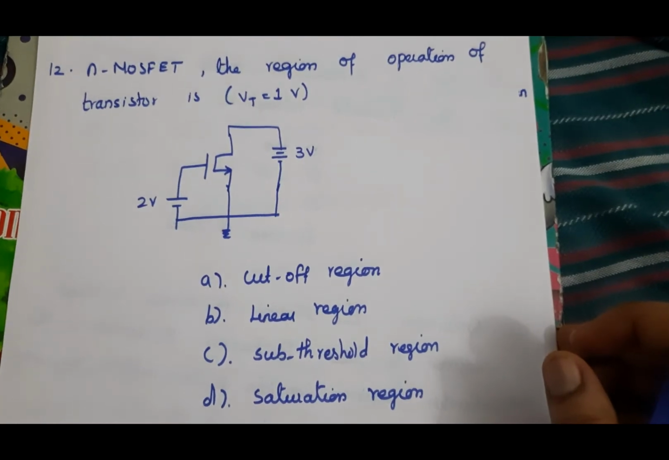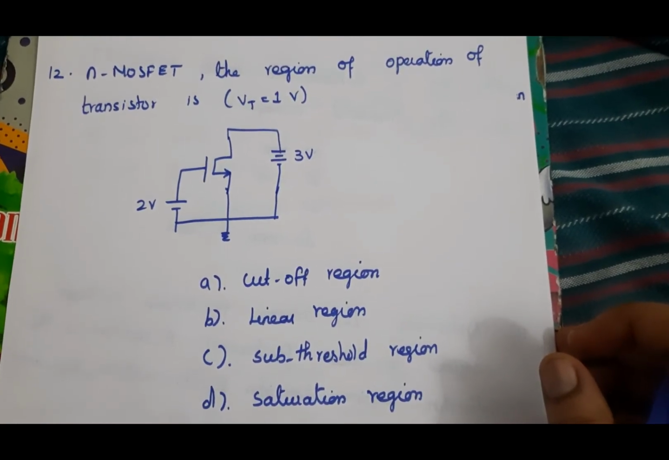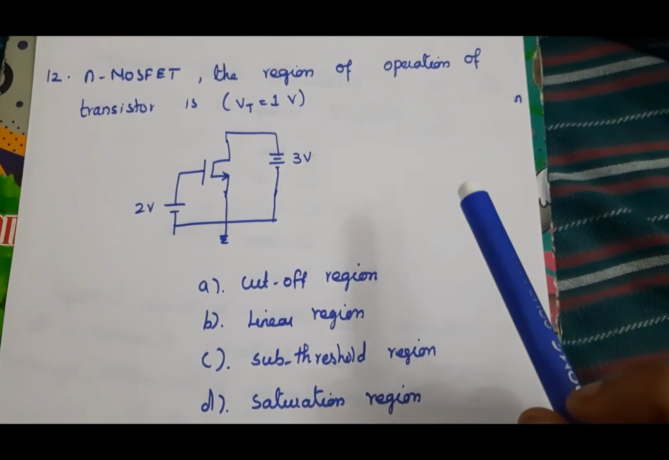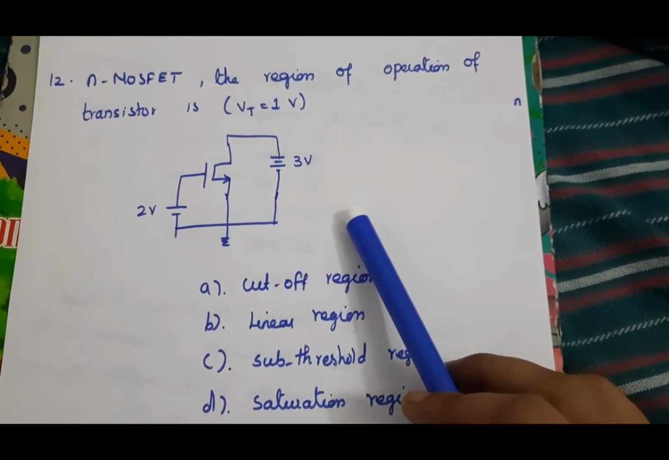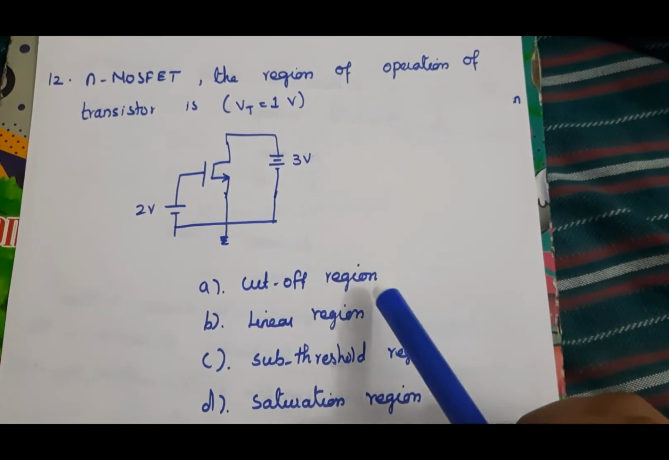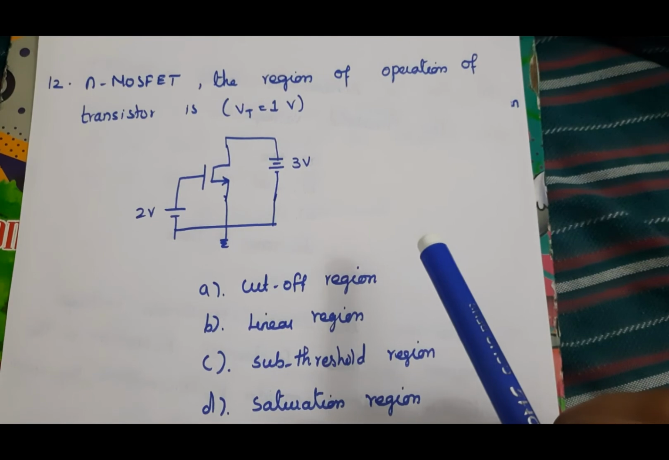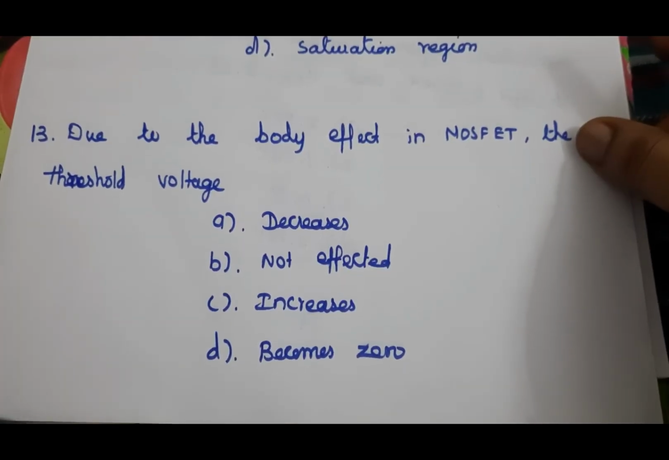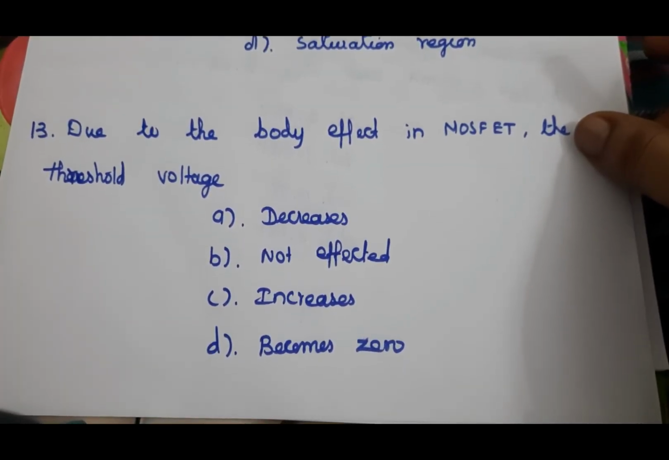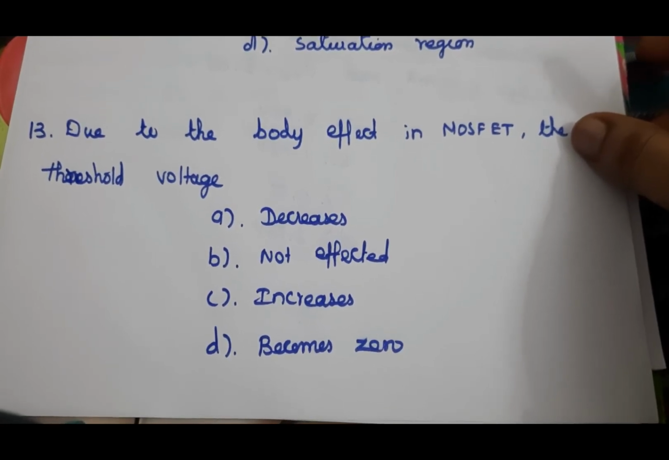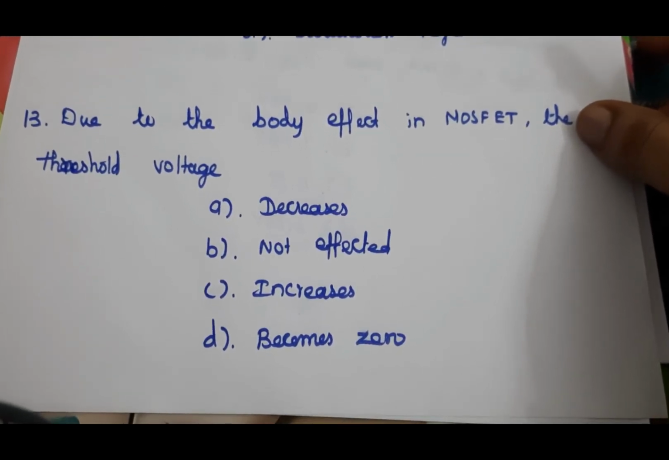12th question, in an N MOSFET, the region of operation of the transistor is. This is an N MOSFET, and find the region of operation of this transistor with VT equal to 1 volt. Find the operation of this transistor. 13th question, due to the body effect in a MOSFET, the threshold voltage decreases, is not affected, increases, or becomes 0. Find the correct one.